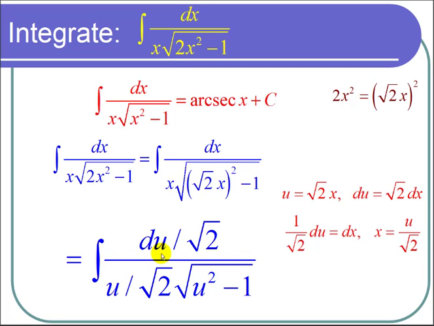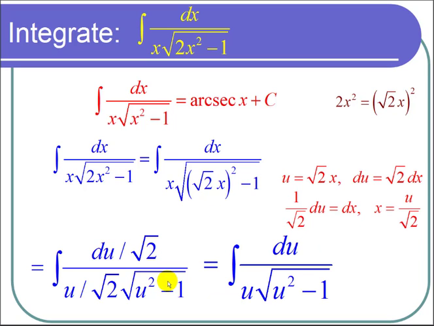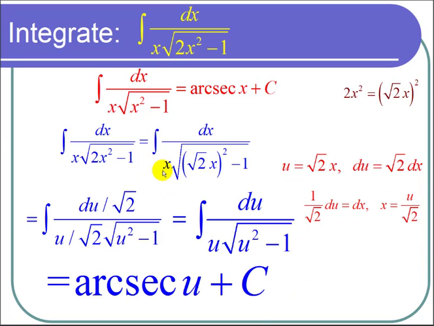And this is kind of nice because both the numerator and the denominator have a root 2, so those root 2's will cancel. And what I get is the integral of du divided by u times the square root of u squared minus 1. And that is an arcsecant integral with u, so I get the arcsecant of u plus a constant.